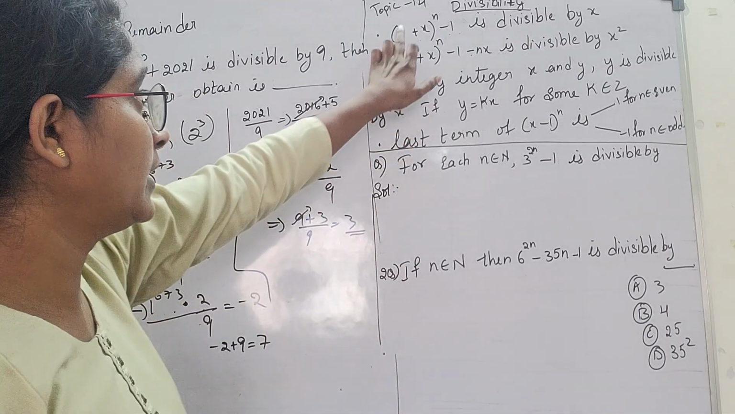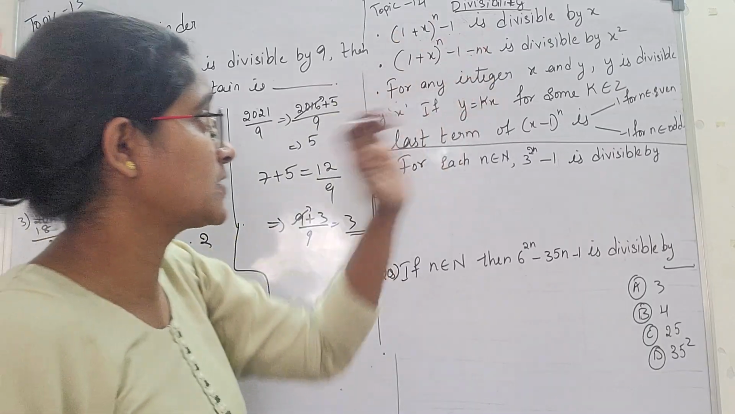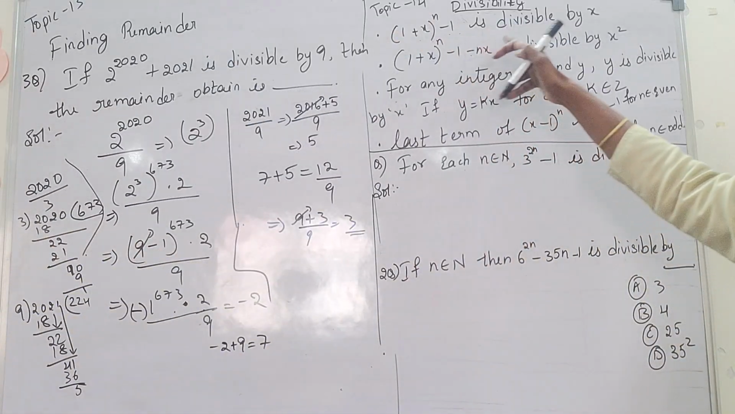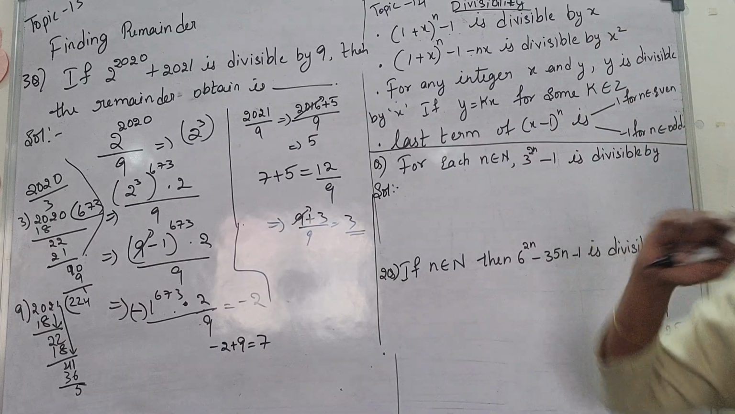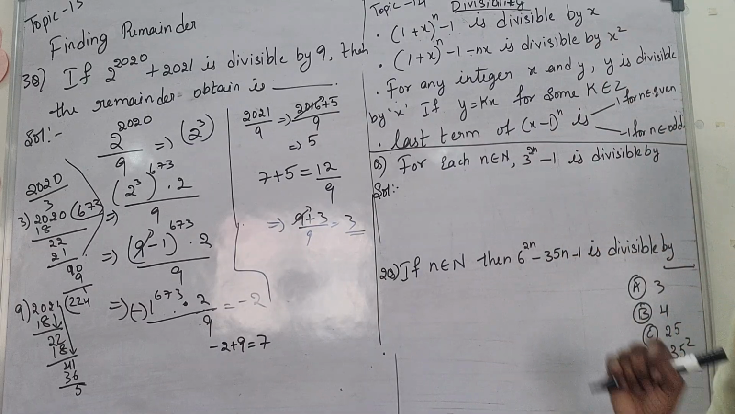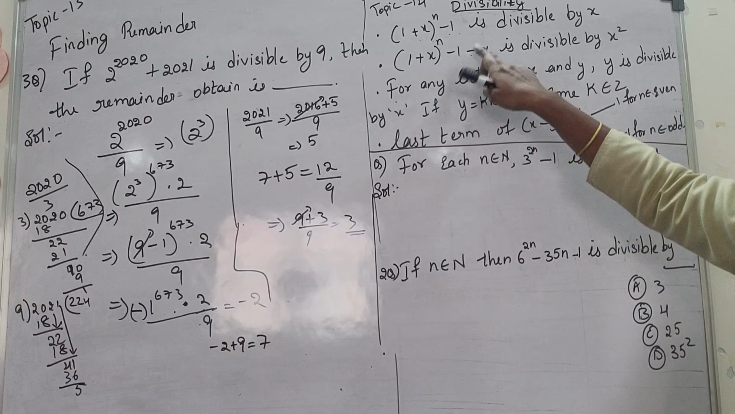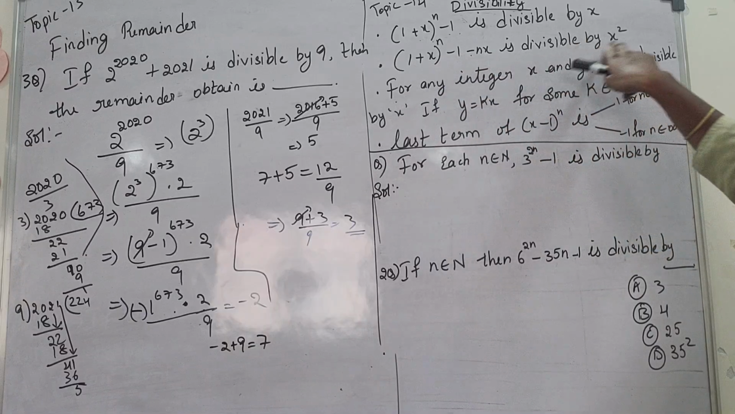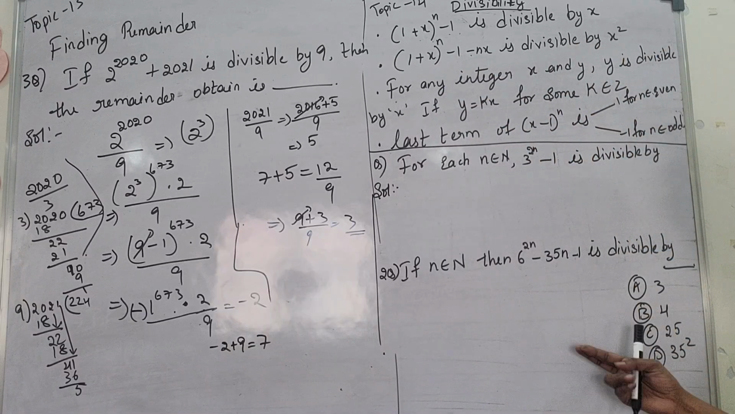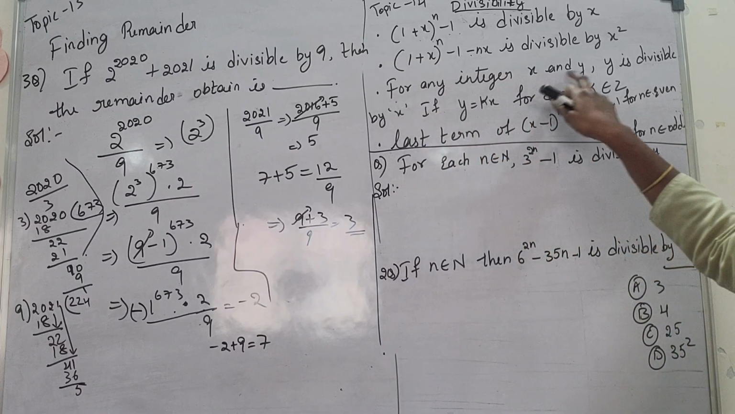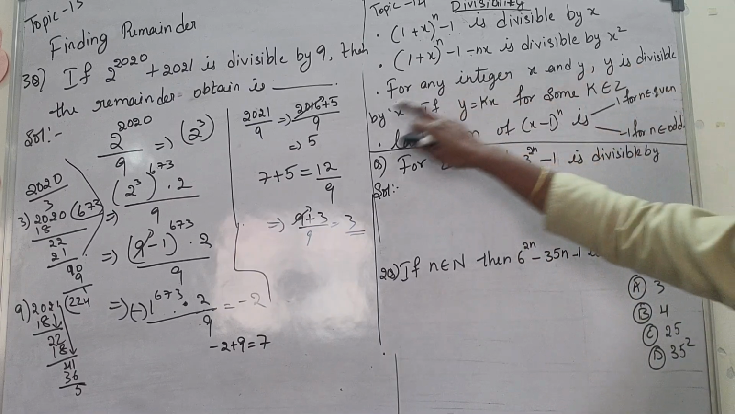So 1 plus x power of n minus 1, if you see any pattern like this, then this whole part is divisible by x. So we'll do this problem and we'll get to know it. Okay. Then the next one is also 1 plus x power of n minus 1 minus nx, which is divisible by x square. That is the second problem you're going to do. Okay, for any integral x and y, is divisible by x.